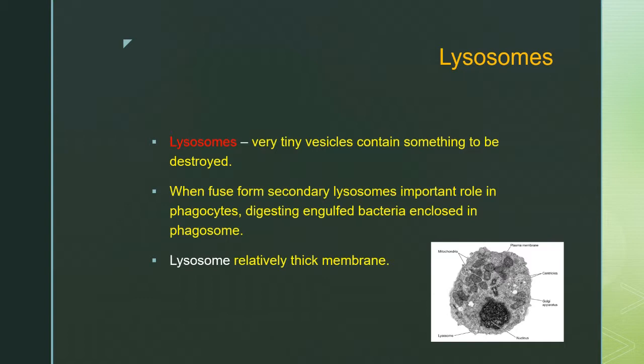Lysosomes are very tiny vesicles containing something to be destroyed. Whenever they fuse, they form secondary lysosomes, which have an important role in phagocytes, digesting engulfed bacteria enclosed in the phagosome. Again, if you remember back to our previous video, we talked about immunity. If you're doing A2 this year, then you'll know about lysosomes and their process of phagocytosis. Lysosomes have a relatively thick membrane.